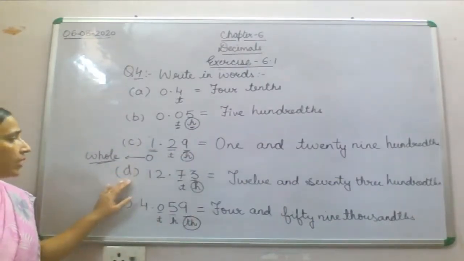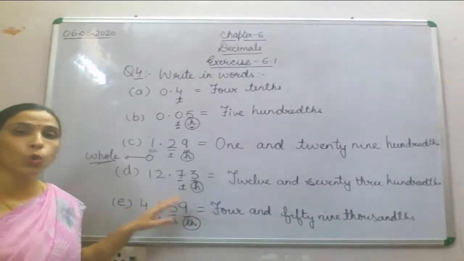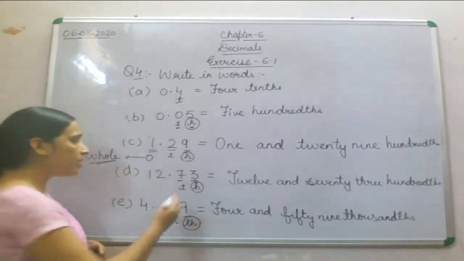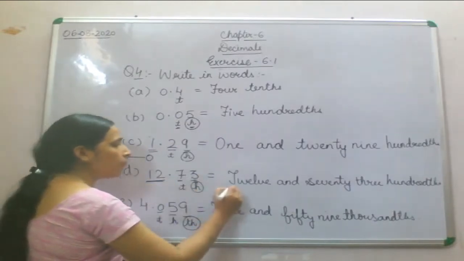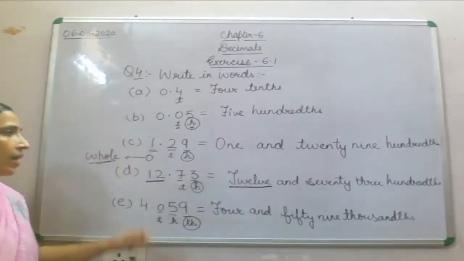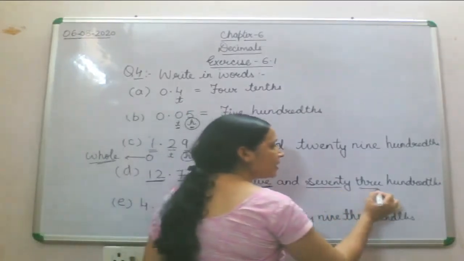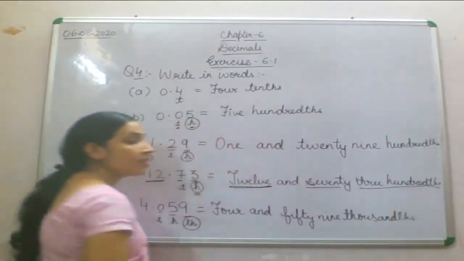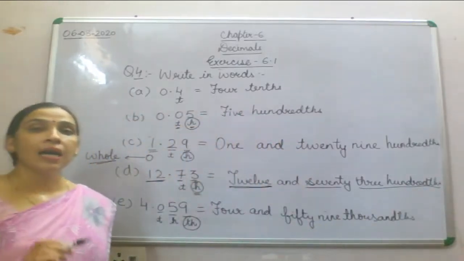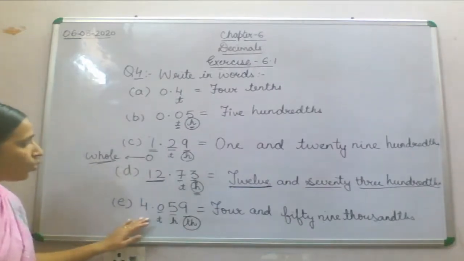Now we'll come to D part. Again in D part we have 12 in the whole part. So 12 we will write as it is. There will be no change. 12 and now 73. Highest place value is hundreds. So we will write 73 hundredths.